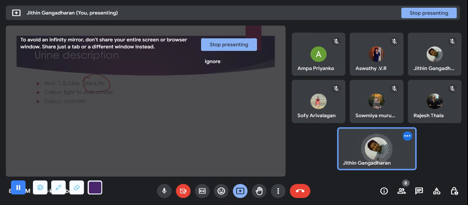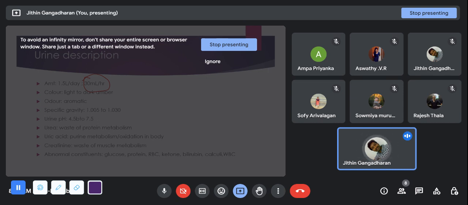Then color is light to dark amber and it has an aromatic odor. The specific gravity is 1.005 to 1.030. The pH is acidic in nature, usually 4.5 to 7.5. The urine will contain urea, which is the waste of protein metabolism. Uric acid is a result of purine metabolism. Then creatinine is a waste of muscle metabolism. It's a protein waste.